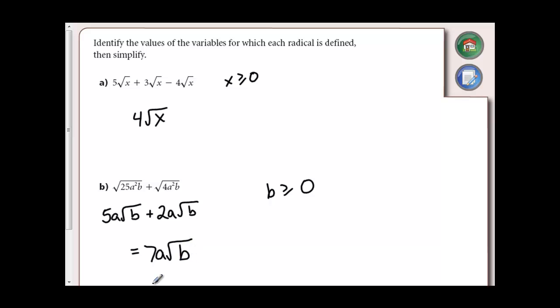So when you're simplifying radicals, make sure that you're looking for radicals that are the same. And then once you've got radicals that are the same, for those ones, you're just combining the coefficients or the number that's out front.